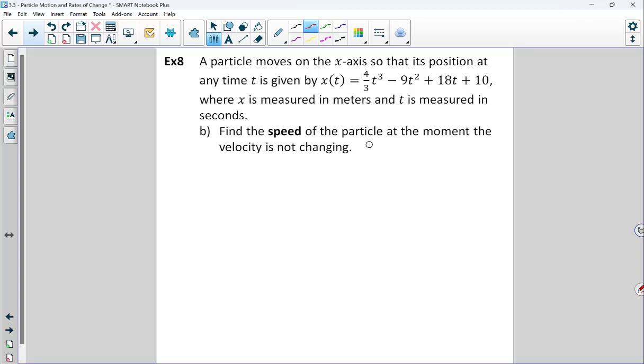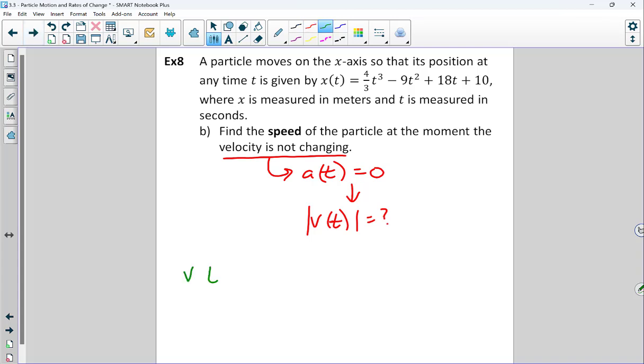Part B, find the speed of the particle at the moment that the velocity is not changing. Velocity is not changing. The velocity is not increasing. The velocity is not decreasing. Velocity is not changing would mean the acceleration is 0. And then I want to find the speed of the particle at that moment. So let's recall that our velocity function was 4t squared minus 18t plus 18.